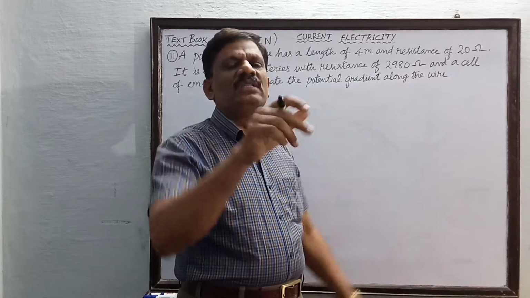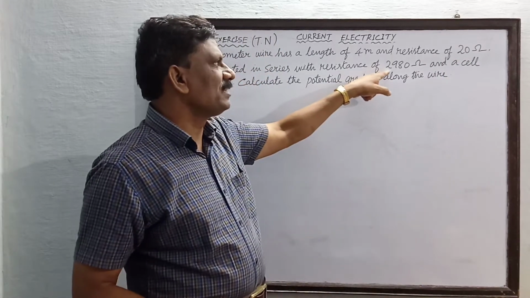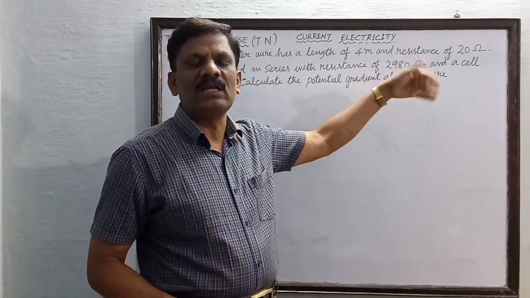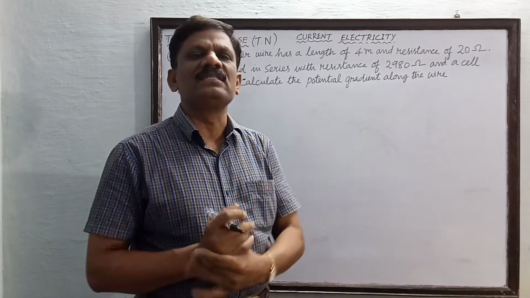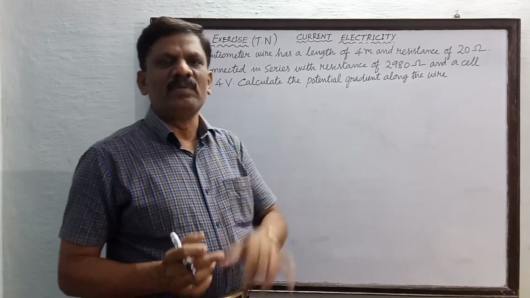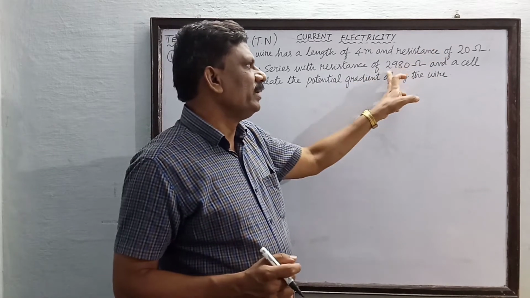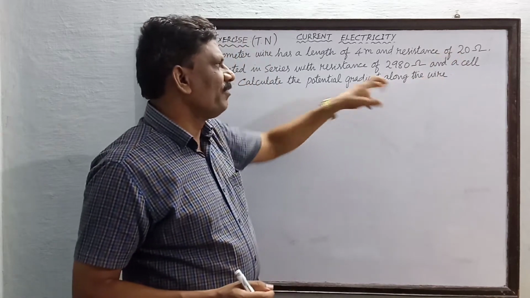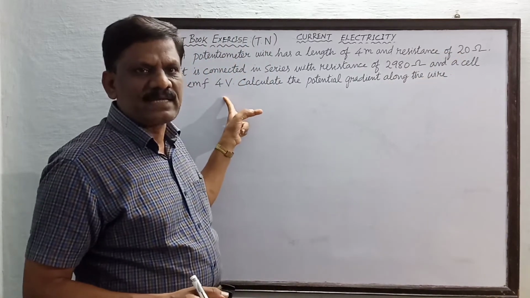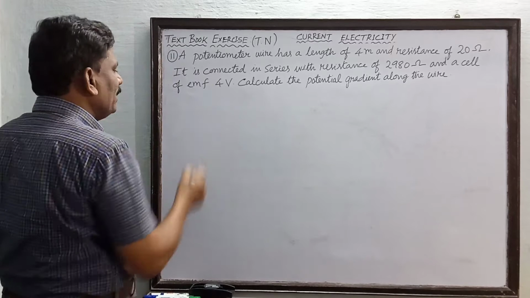But in series to this wire, an external resistance of 2980 ohm is also connected. Since it is connected in series, the total resistance in that potentiometer circuit will be this 2980 plus 20 ohm. And a cell of EMF 4 volt is connected. Is it not? So I will write the given quantities.